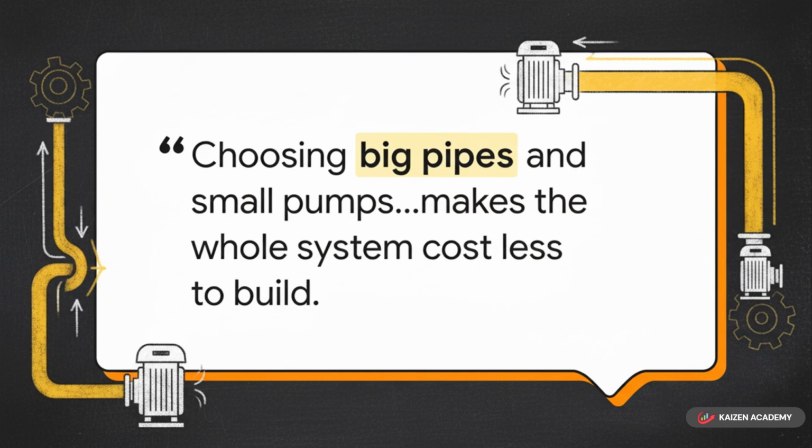Think about it. If your only job is to optimize the pipe, you'll make it as thin and cheap as possible. But then you force yourself to buy a giant, expensive, energy-hungry pump to push water through it. By looking at the whole system at once, you realize that spending a little more on a bigger pipe lets you use a tiny, efficient pump, making the whole system cheaper and better.